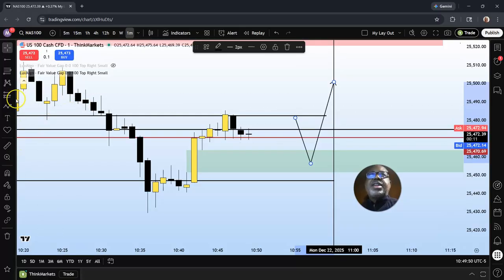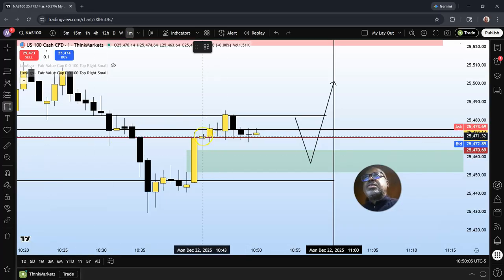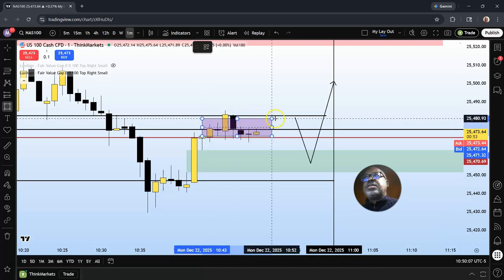What did I say about consolidations? Do not get involved or place a trade when that happens. All this is considered consolidation.